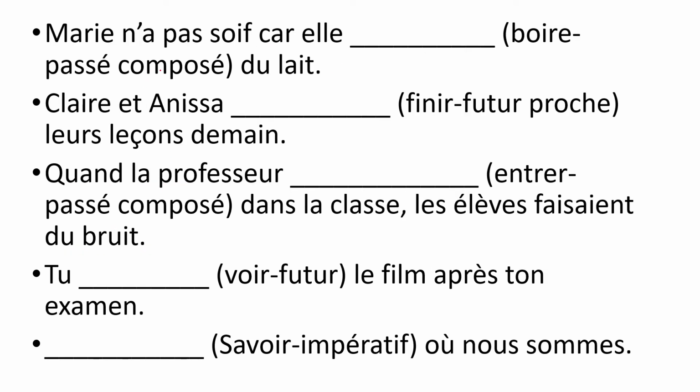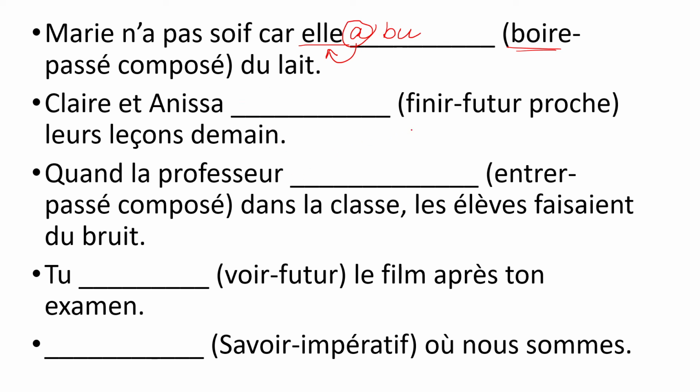Let's look at the next one. Marina n'a pas soif car elle dash. So, elle is the subject here. You have to put boire in the passé composé. Boire is an avoir verb, so it will be elle a. Avoir in the present tense for elle is a, and boire has an irregular participle, which becomes bu. Okay, elle a bu. There's no agreement happening here because avoir is the auxiliary.